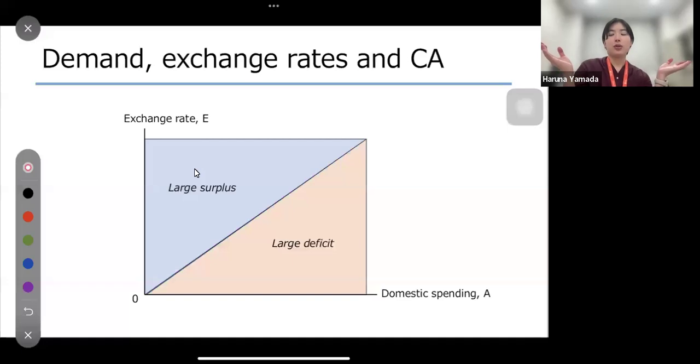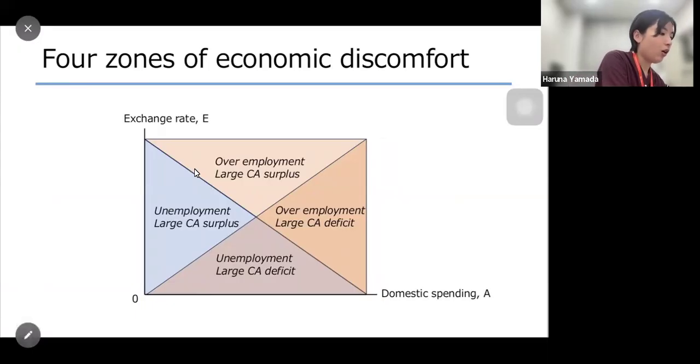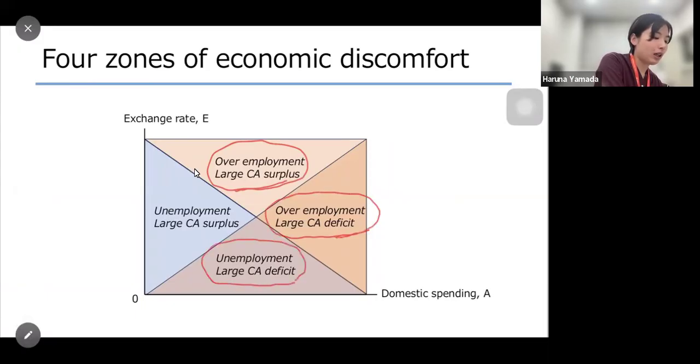Then combine these two graphs together. Like this. So there are 4 zones of economic discomfort. First one is overemployment and large current account surplus. Second one is overemployment and large current account deficit. Third one is unemployment and large current account deficit. And fourth is unemployment and large current account surplus.